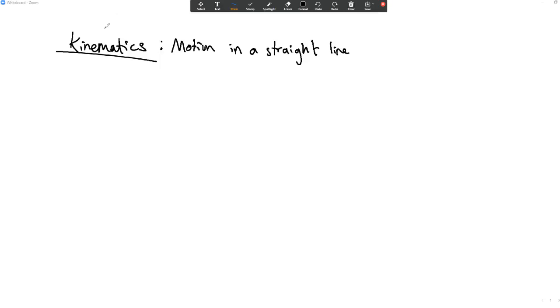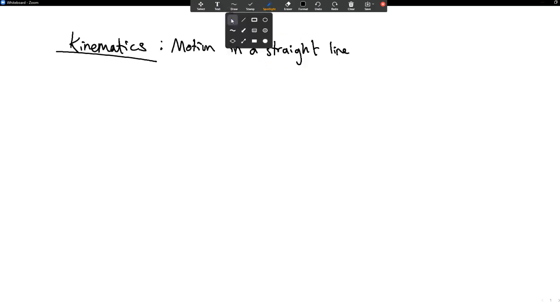Alright, so the final part of differentiation is this thing called kinematics. Now, kinematics describes the motion in a straight line. So, kinematics normally just describes the motion of an object, but all we need to know is how to use it in a straight line. So if we think about it, we can represent something as a straight line like that.